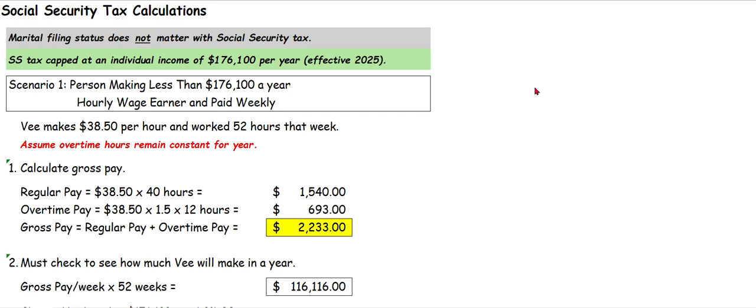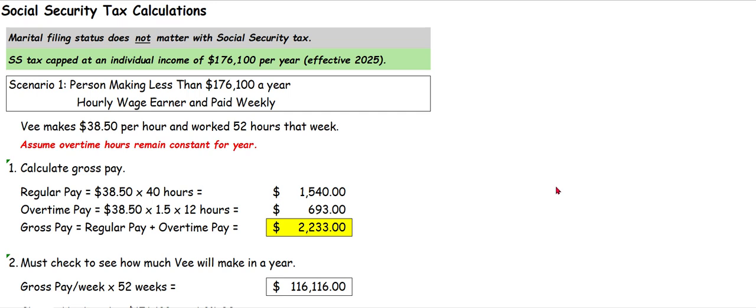Social Security tax calculations. Marital filing status does not matter with Social Security tax. Social Security tax is capped at an individual income of $176,100 per year. That's effective in 2025.